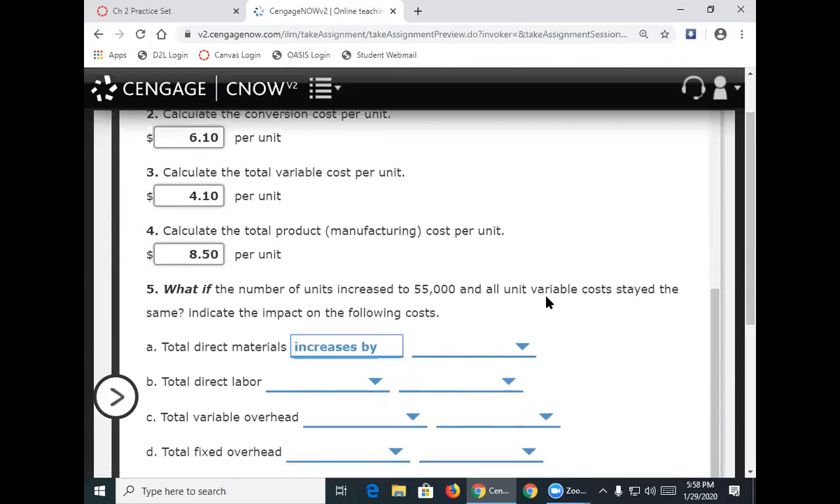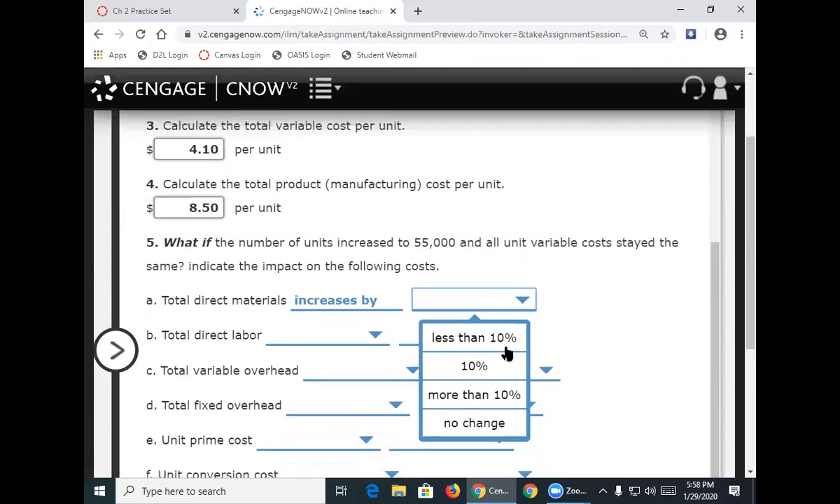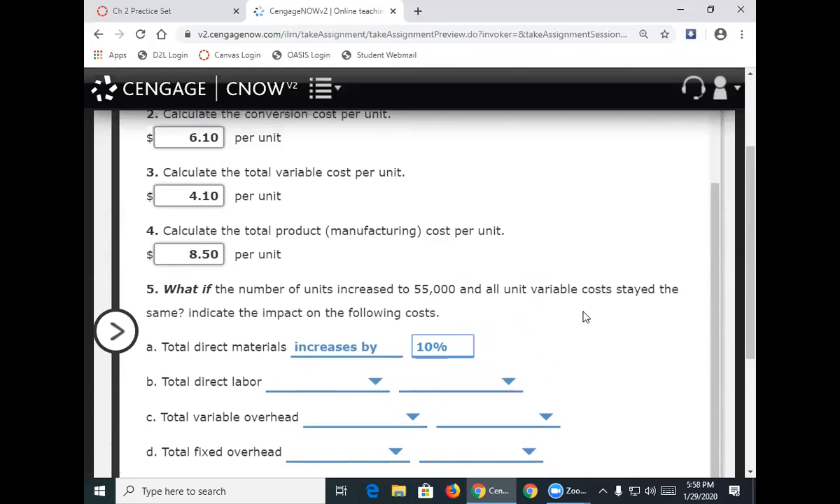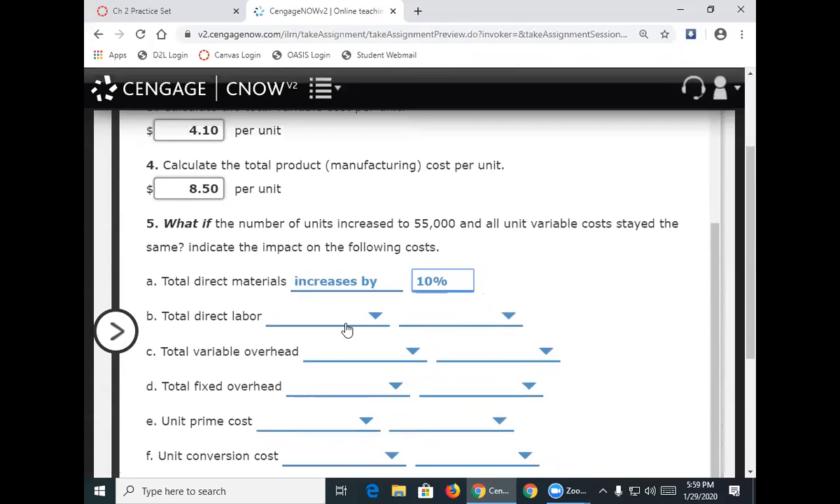How much is it increasing? 10%. Okay, yeah. So we have a 10% increase from 50,000 to 55,000. And then direct labor is also a variable cost, right? So it's also increasing. And it's the same increase. What about variable overhead? It's the same, right? These are kind of easy after the first one. You're like, okay.